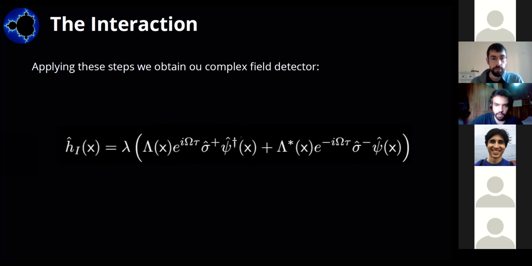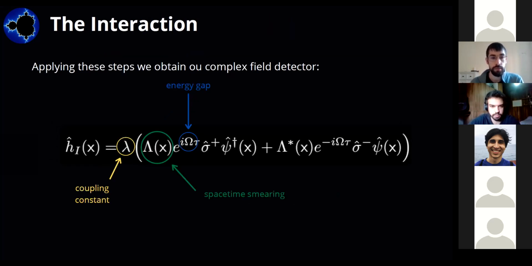So you can see here only the psi dagger and the lambda of x. So let's go term by term. The coupling constant is there, the energy gap is there, and the space-time smearing is here. Now, just maybe complex. You can allow it to be complex.